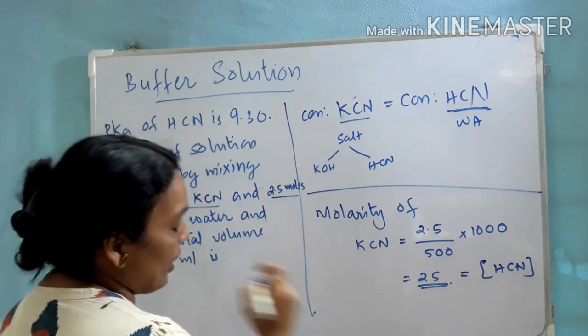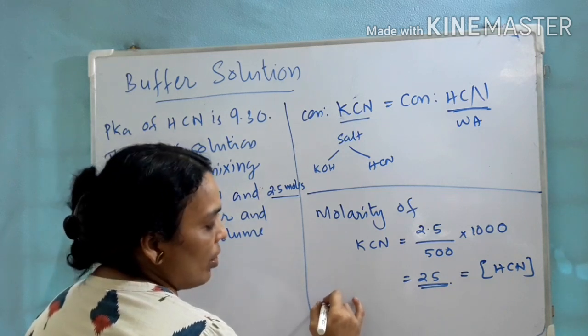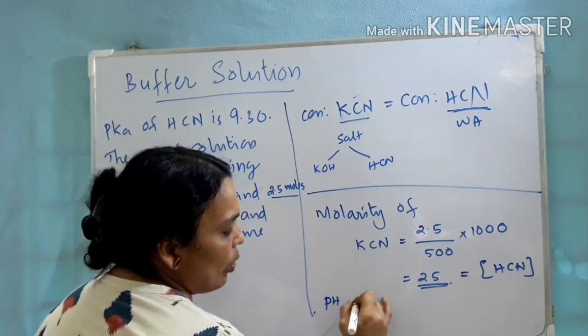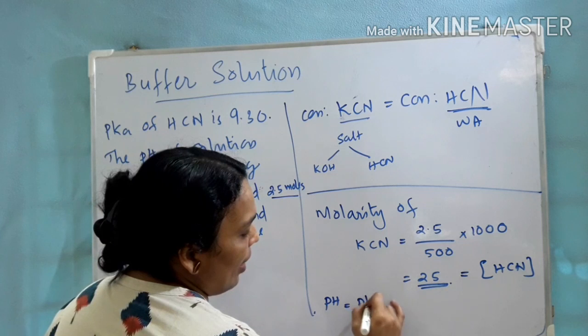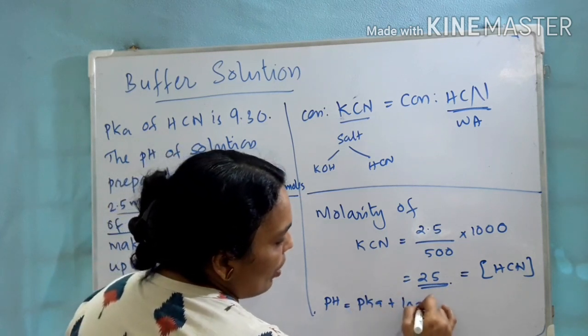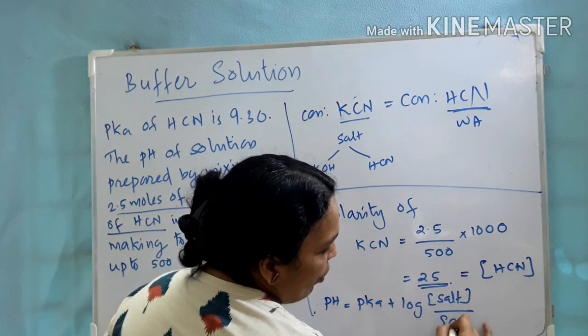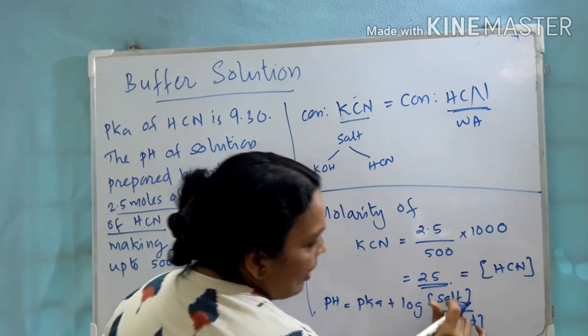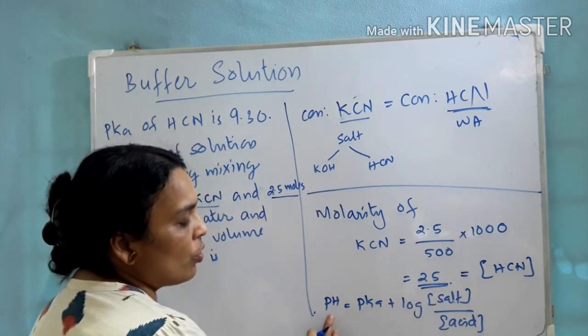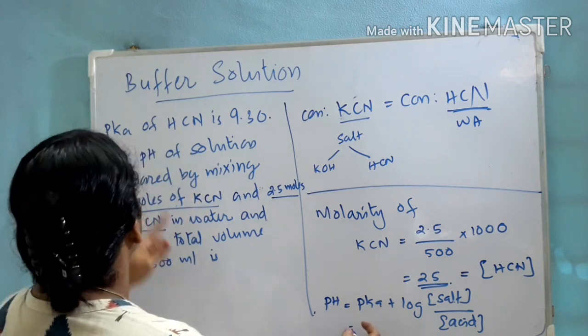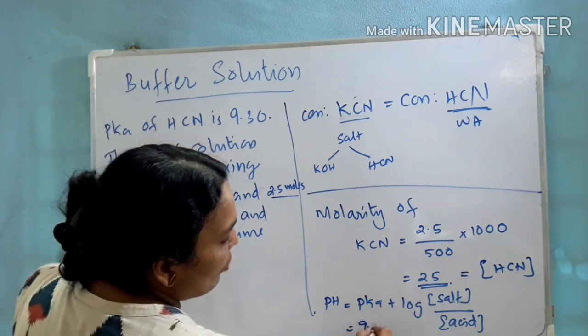Then direct substitution, substitute into the Henderson equation. pH is equal to pKa plus log of molar concentration of salt by molar concentration of acid. Look here, both are same, so it becomes 1. So pH is equal to pKa, that is already given, that is equal to 9.5.